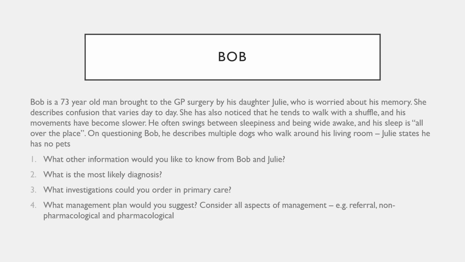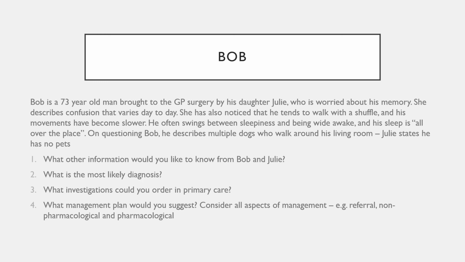On questioning Bob, he agrees with some things that Julie says, but he also describes dogs who are sort of present in his living room, and Julie states that he doesn't have any pets, and this isn't right. So, just thinking about this case, what other information would you like to know from Bob and Julie?